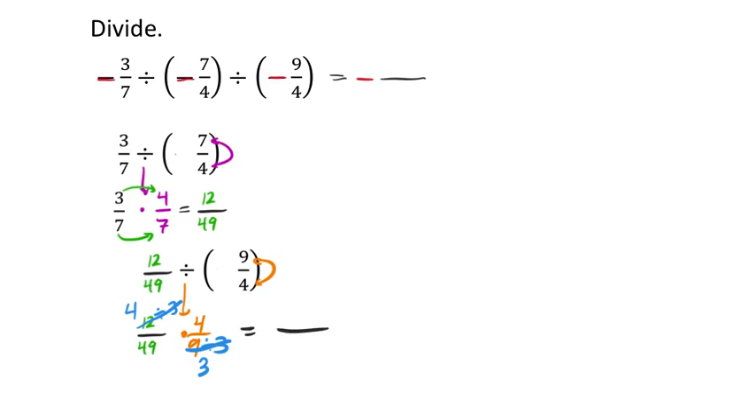So now I'm ready to do the multiplication. So in the numerator, I've got 4 times 4, which is 16. In the denominator, 49 times 3. I'm going to have to stack and multiply that. So 9 times 3 is 27. Carry the 2. 3 times 4 is 12, but add the 2 makes that 14. So 147. Well, we have the negative already attached to the answer, so I'm going to write this fraction into my answer. Negative 16 over 147. Done.